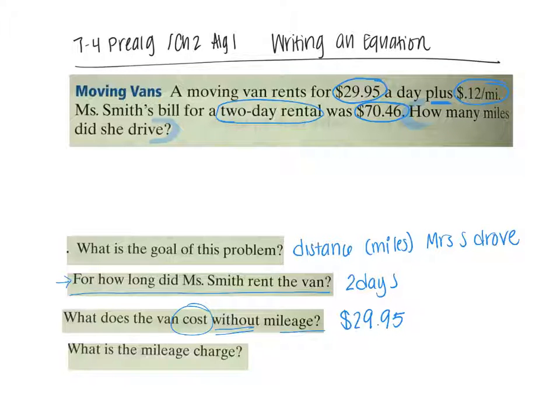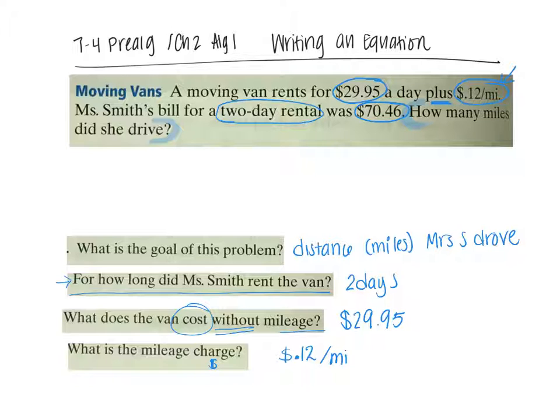What is the mileage charge? That's going to be how much it costs me per mile. So you're looking for something per mile. What's that number? Good. It's 12 cents a mile. Don't forget your decimal here. This guy right here, that's my mileage charge because it has my miles in it. It's per mile. It's a cost per mile. Whenever you're looking at charge, you're looking at cost.